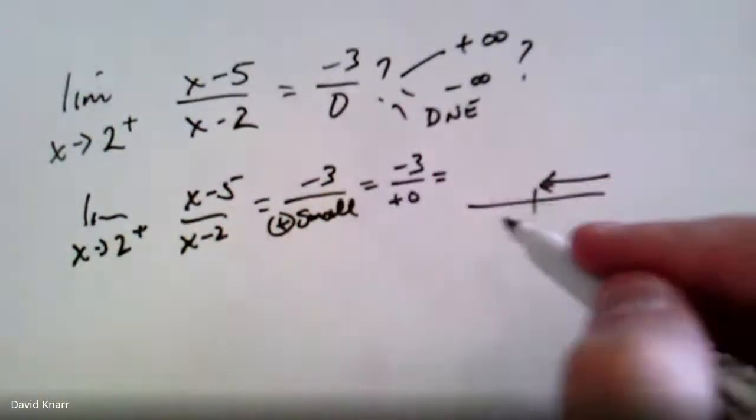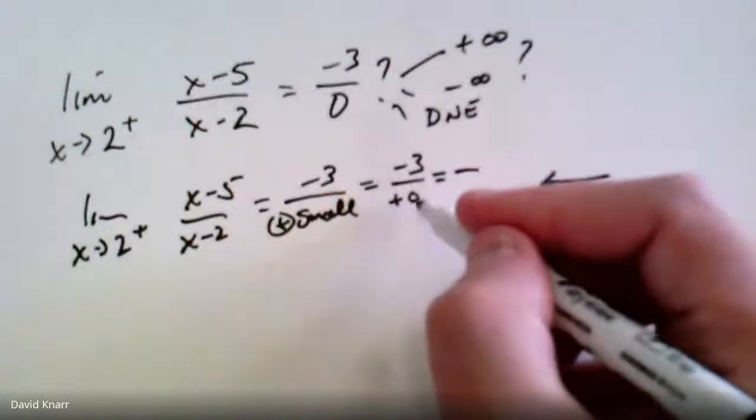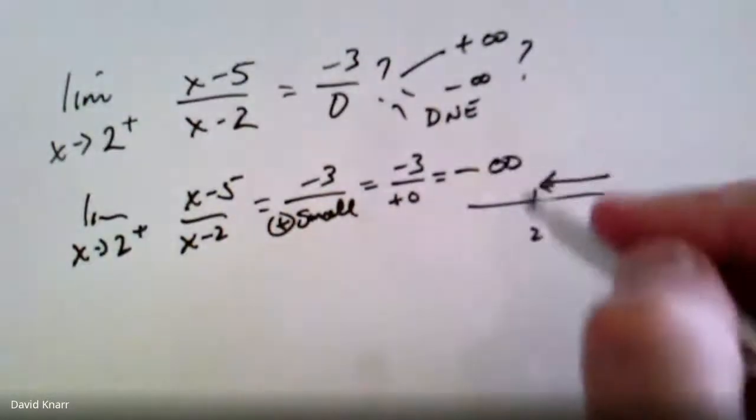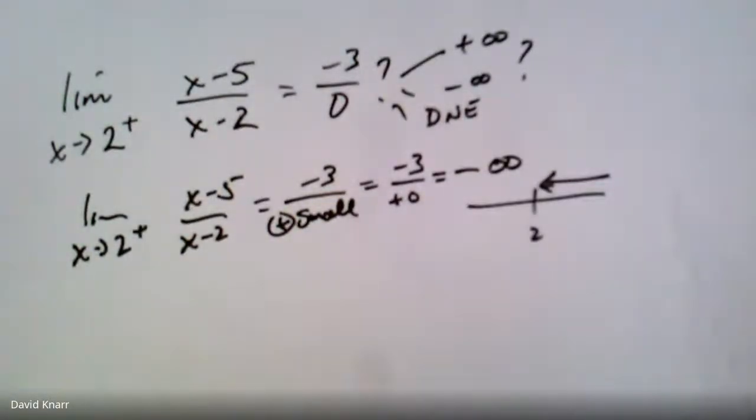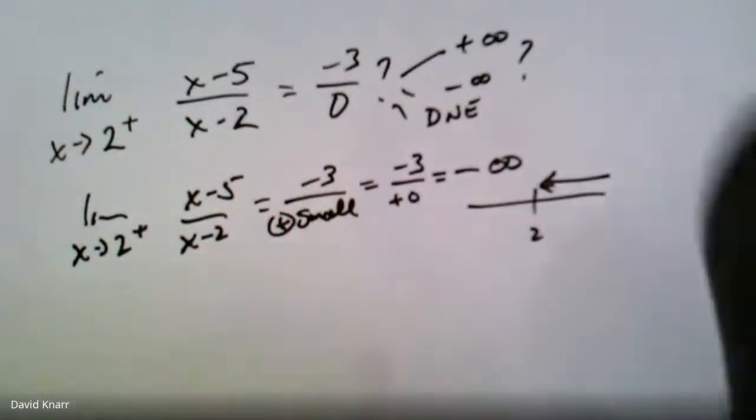So negative divided by a positive is a negative. 3 over something really small is really big. This result is -infinity. That's where the limit approaches. Okay, that's where my limit approaches. All right, let's try another one.